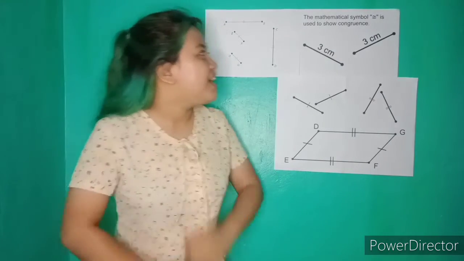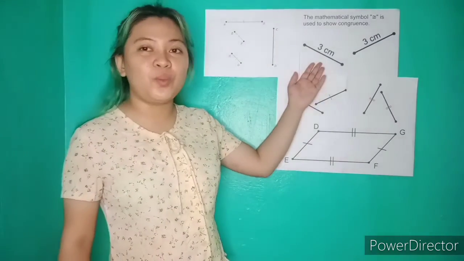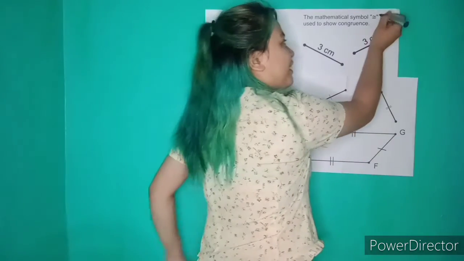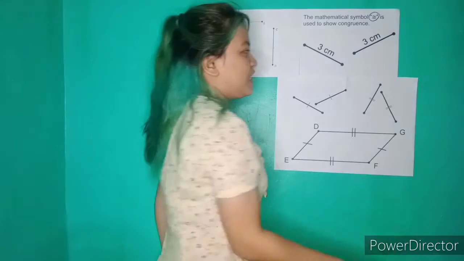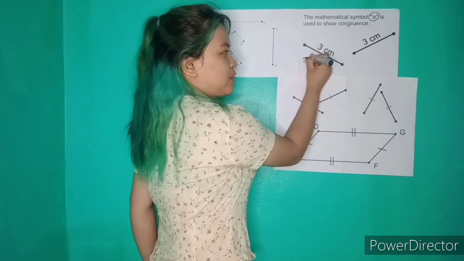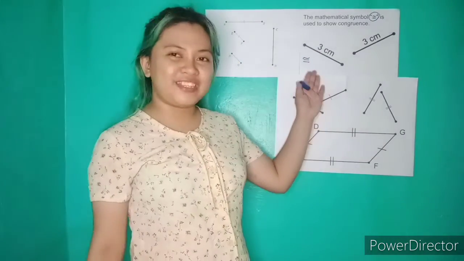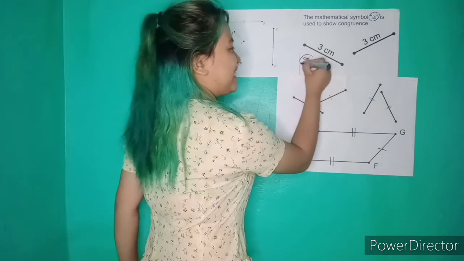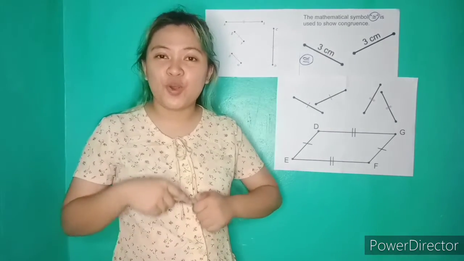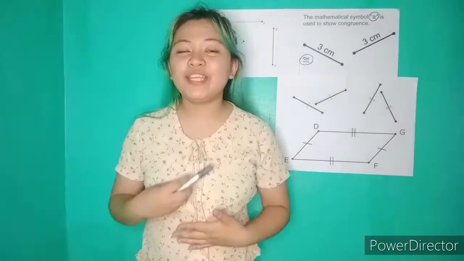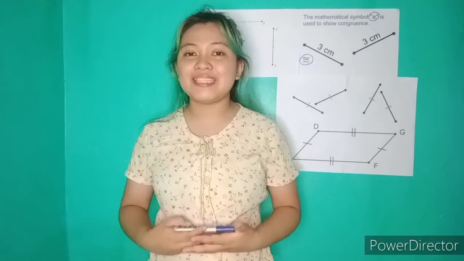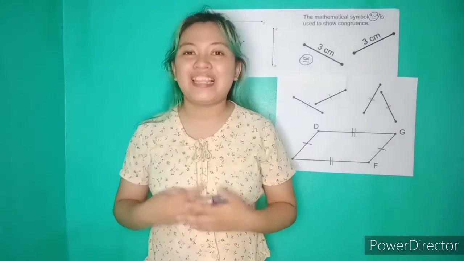Yes. Okay. Now, the mathematical symbol we use to show congruence is this one. We have here an equal sign and a little squiggly sign above it. This is the symbol we use in mathematics to show congruence. Now let us define congruent line segments. Line segments are congruent if they have the same length.